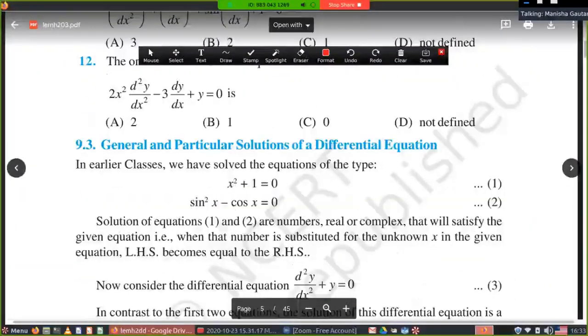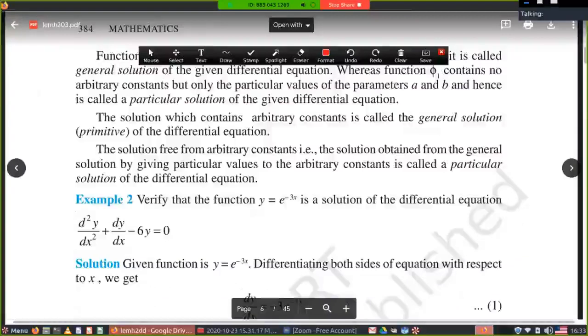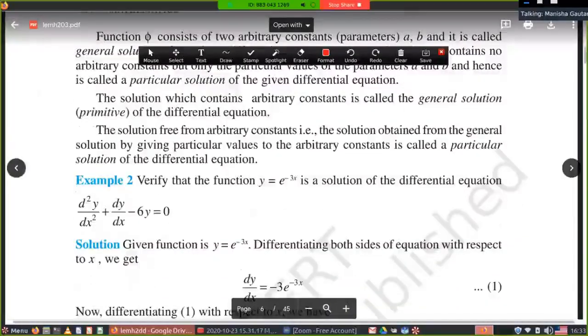Now, general and particular solutions of differential equations. General and particular solution of differential equations means what? We have to check which function, or which value of y, is satisfying the given differential equation. Verify that the function y is equal to this is a solution of the differential equation.